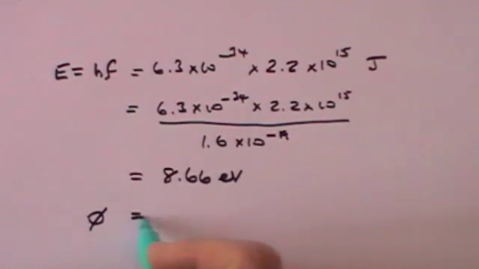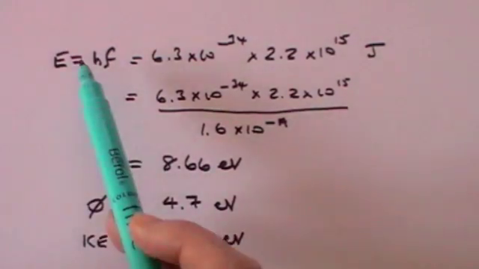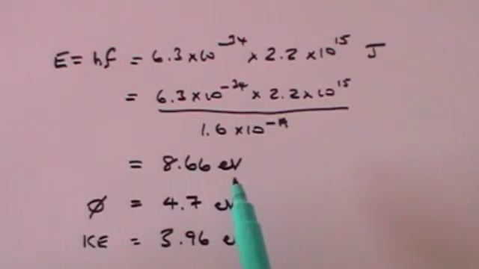But phi, the work function, the binding energy, we've been told is 4.7 electron volts. So consequently, you only need 4.7 electron volts to get the electron out of the atom. The remaining energy will go into kinetic energy. So the kinetic energy of the electron is simply going to be the difference between 8.66 and 4.7, which I think is 3.96 electron volts. So the kinetic energy of the electron is 3.96 electron volts, and the energy of the photon is either that in joules, if you want it in joules, or 8.66 electron volts.